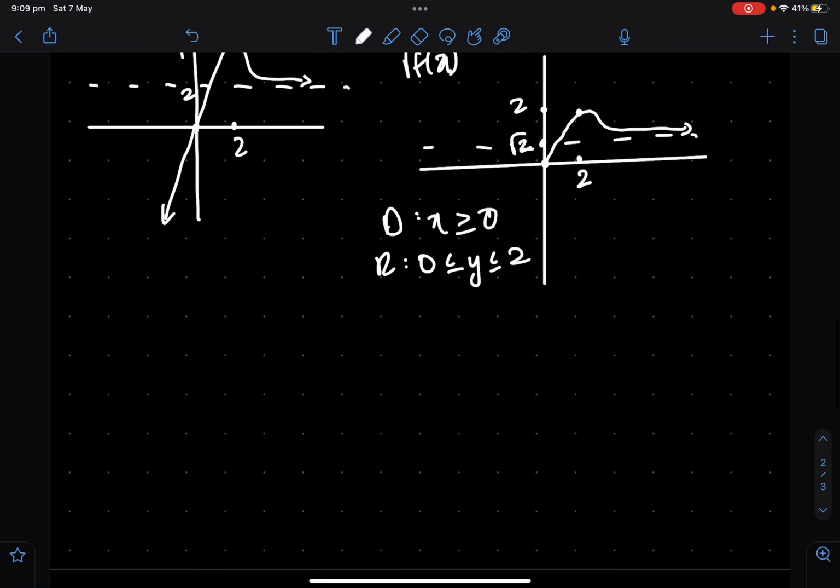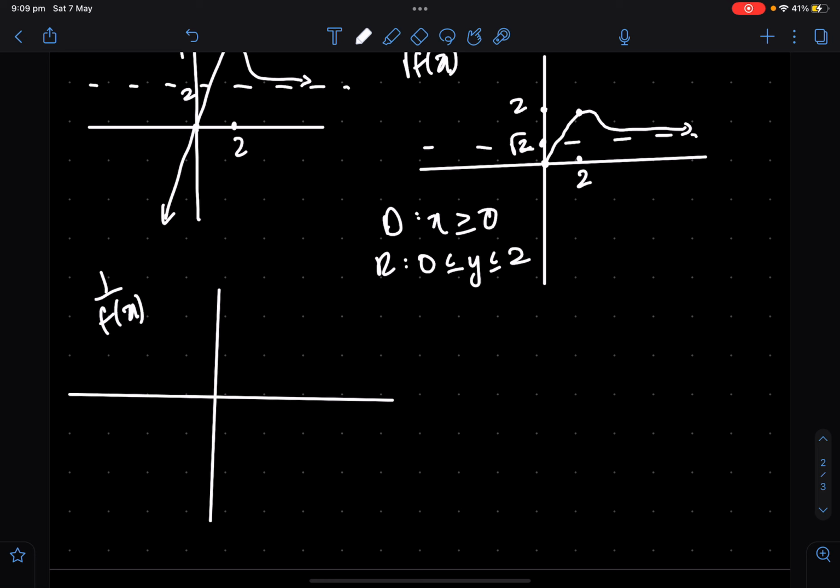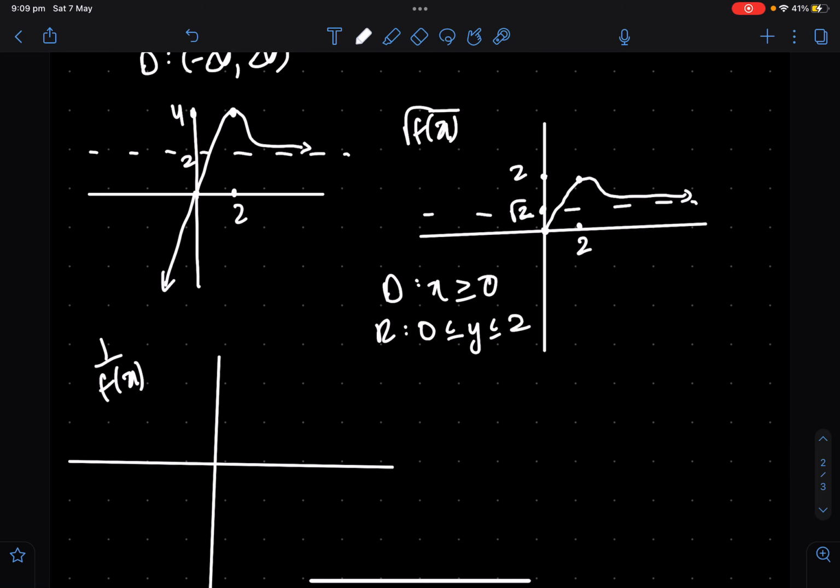Our next graph would be the reciprocal graph, where we have 1 over f of x. Now, if you look at our original graph, every y-intercept is also going to be reciprocated. So now that we had 2 before, now we'll have 1 on 2, and our max would be at 1 on 4. So this would actually be the other way around. Our max will become our min, and our asymptote will be at 1 on 2.